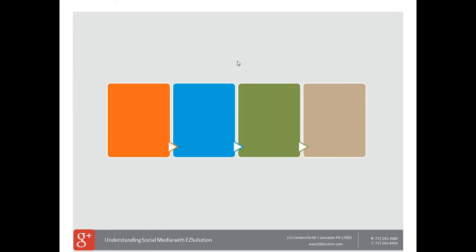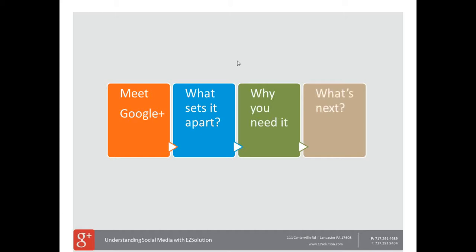The first thing that we're going to talk about is meeting Google+ in general, taking a look around and seeing some of the main components to it. Then we're going to look at the features that are setting this apart from other social media platforms. Then we're going to discuss a little bit about why you might need it or want it and how it helps you as a business. And finally, we're going to have gone through all this info and we're going to say, okay, what's next? How do we move forward and what can you do?